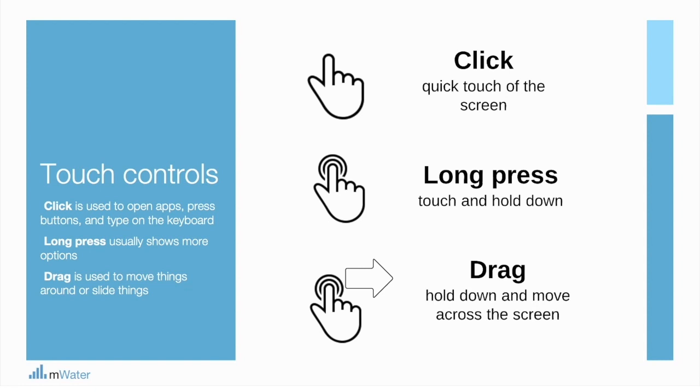The first is a click, which is a quick touch of the screen. The second is a long press, which is where the user touches the screen and holds their finger there until an action has occurred. The third is a drag, which is where the user touches the screen and moves their finger in one direction or another. I will refer to these touch controls throughout these lessons.